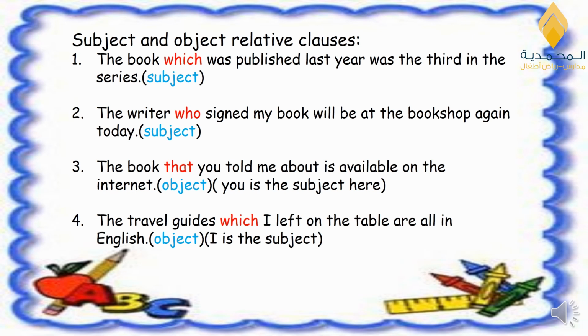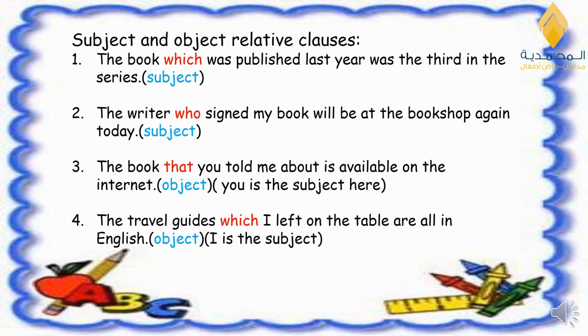Number 2. The writer who signed my book will be at the bookshop again today. Okay, who signed my book? This whole clause refers to the writer. The writer will be at the bookshop again today. So the writer here is the subject of this sentence. And who signed my book? This whole clause refers to the writer. So it is considered as a subject relative clause.